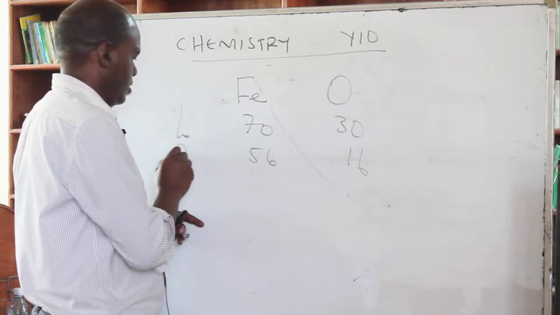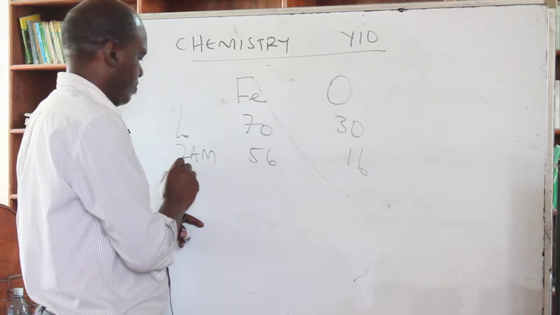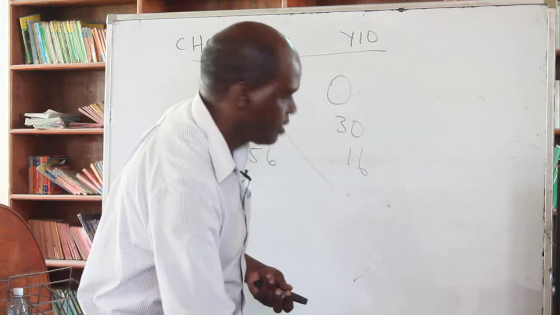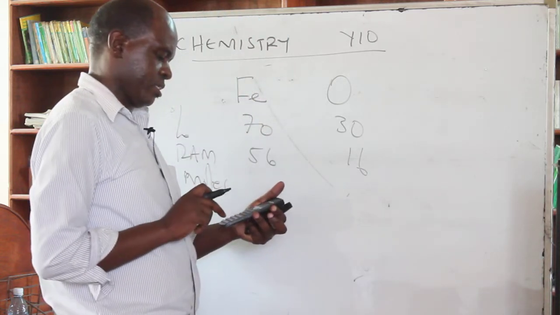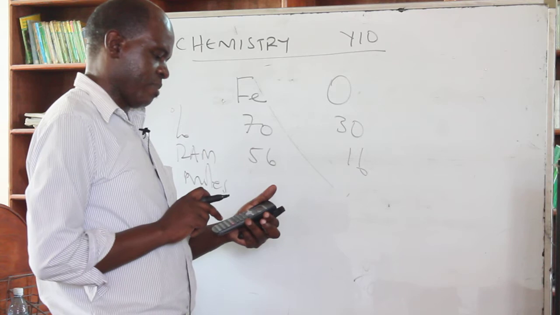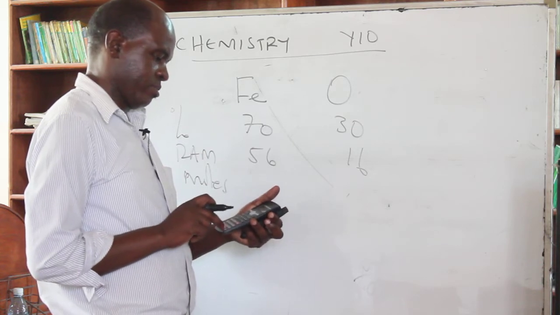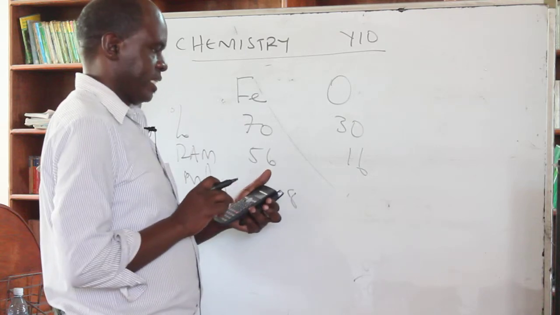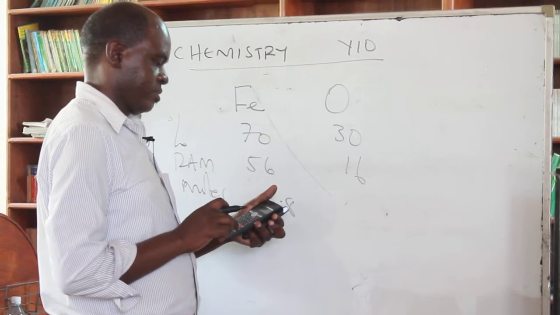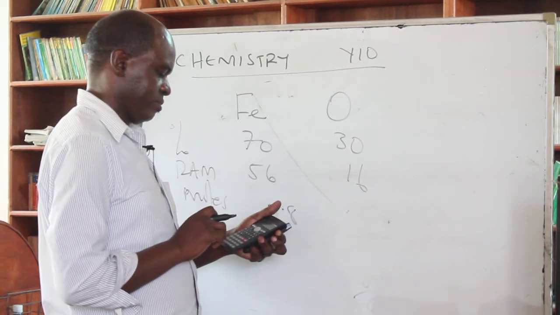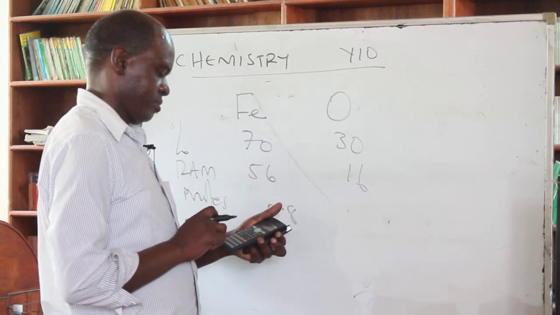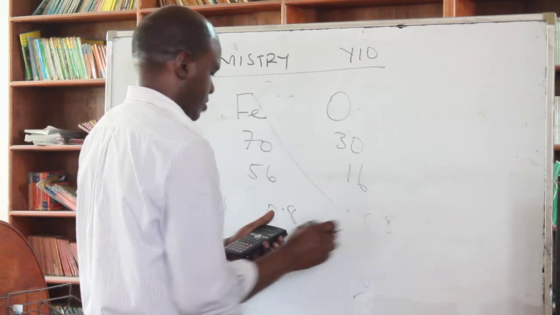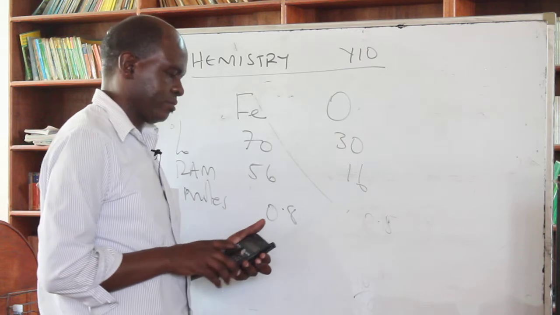Then we determine the moles. Moles will be 70 divided by 56, which gives us 0.8, and then 30 divided by 16, which gives us 0.5, 33 recurring.